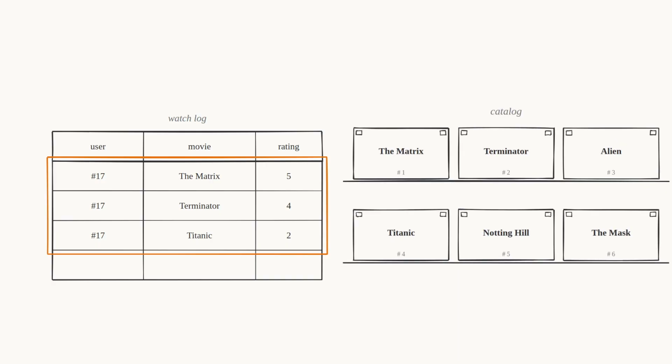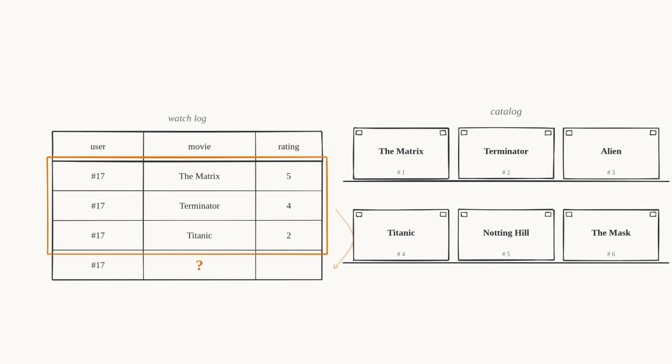One more setup decision. I want every computation in this film to be visible in full, down to the last digit. So we're going to work with a tiny catalog of 6 films: The Matrix, Terminator, Alien, Titanic, Notting Hill, The Mask. A real movie service has tens of thousands. And at the very end, we'll come back to real scale, and you'll see that nothing about the construction changes. Only the sizes do.